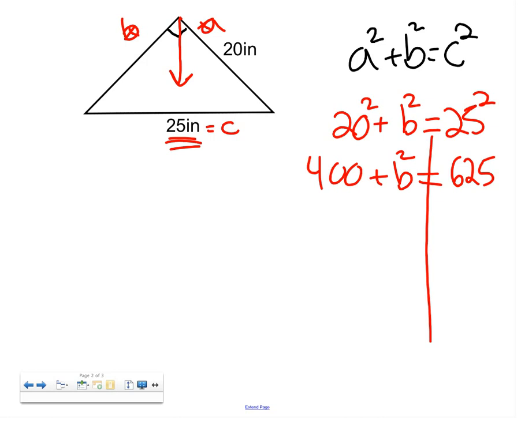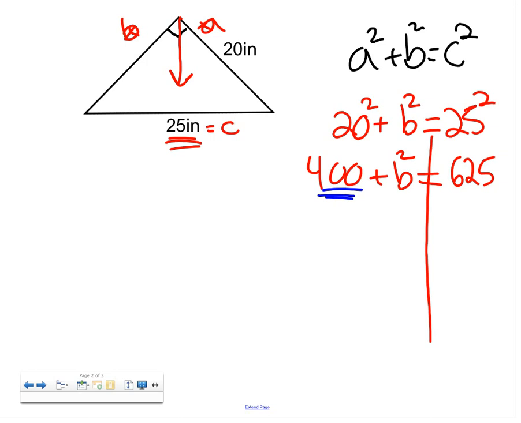Now, last time what I did was I added my two numbers after I squared them. But in this case, I'm missing one of my legs. Last time I was missing the hypotenuse. This time I'm missing one of the legs. So if I want to solve for b, what I have to do is move this 400 over to the other side.